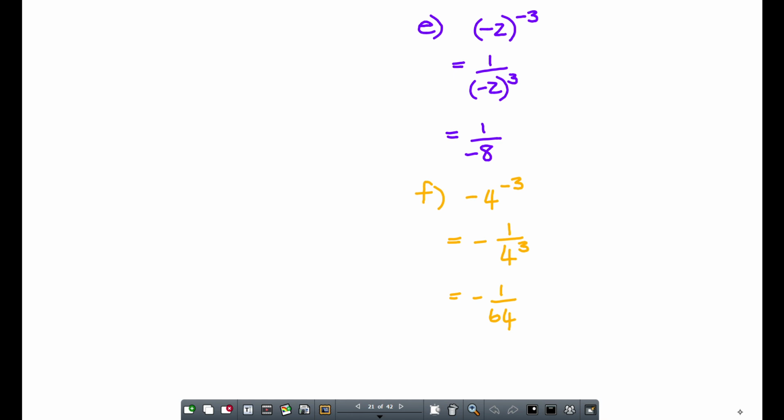Now at F, does that minus 3 apply to this negative? No. So you will see that I rather put it in front and then say 1 over 4 to the power of positive 3. And then that 4 to the power of positive 3 will become 64. For E, do we have to add the bracket? At the bottom, yeah, at this step.